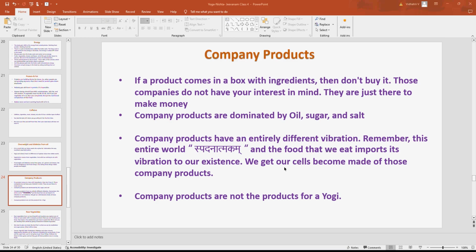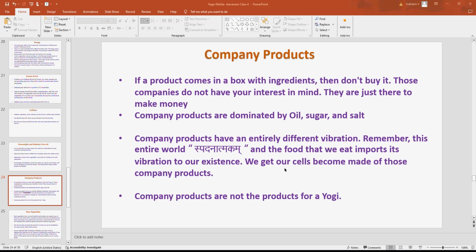They're made of sugar, salt, and oil. Those are the three things that anybody who is making a company product uses in order to make you addicted and attracted. Right? They don't care about anybody's welfare. They're just there to make money and nothing else. And so we are talking about getting rid of oil, sugar, and salt.